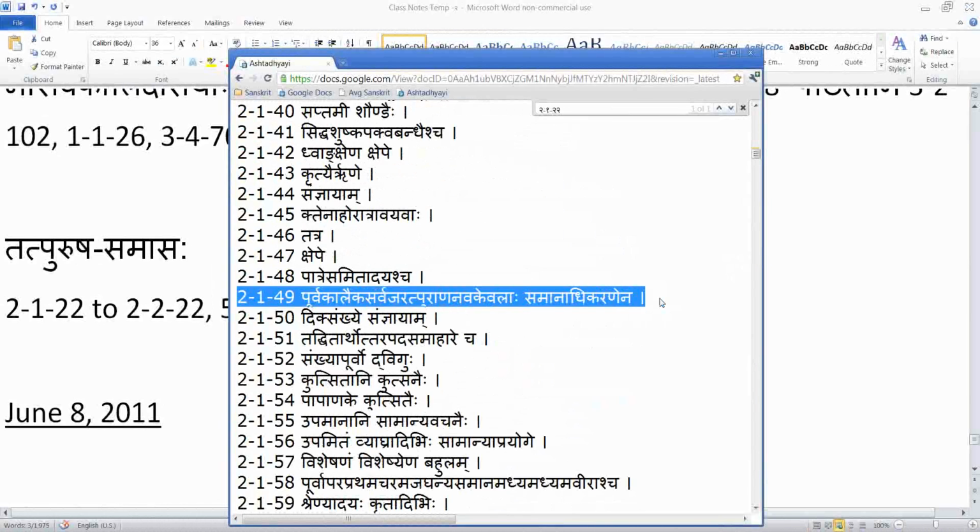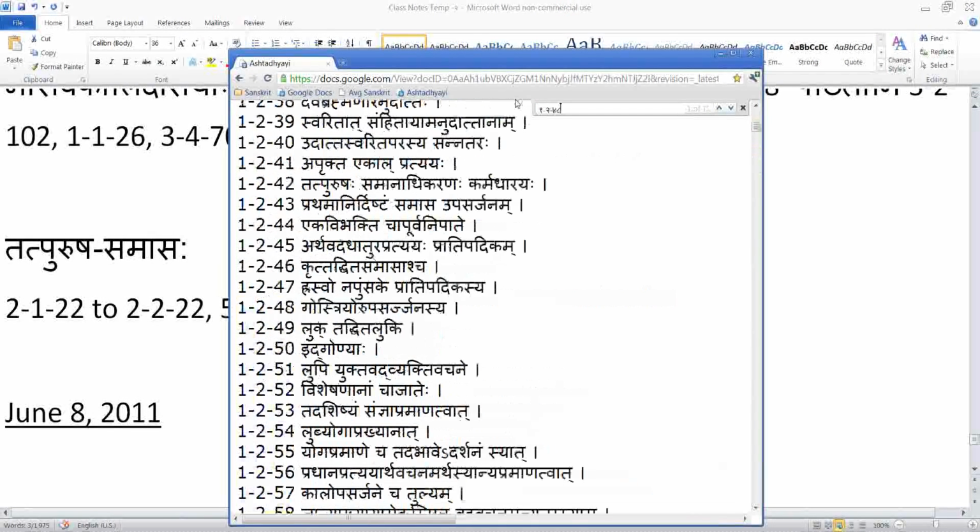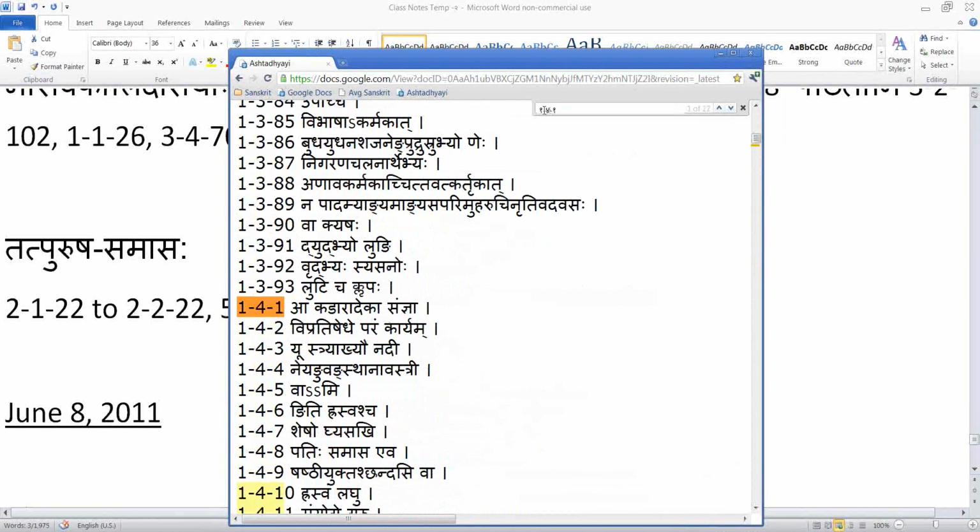Purvakalaika Sarvajaratpuranavakevalah Samanadhikarane. That means we can then look at the definition of Karmadharaya compounds. So Karmadharaya is Tatpurushah Samanadhikaranah Karmadharayah. Remember we are in the Samasa Prakarana, and I'm also putting one more reminder for you: the Samasa Prakarana is the section of the Ekasanjna Adhikara.